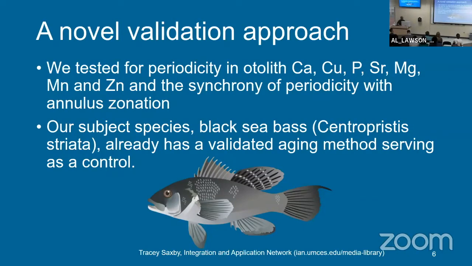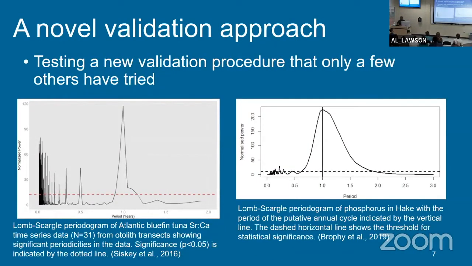formation of annuli. Our subject species is black sea bass, which has already been validated through marginal increment analysis, and it's serving as a model species for this method to support its use for age validation of difficult-to-age fish, such as monkfish. We are testing a new validation procedure that only a few others have tried.